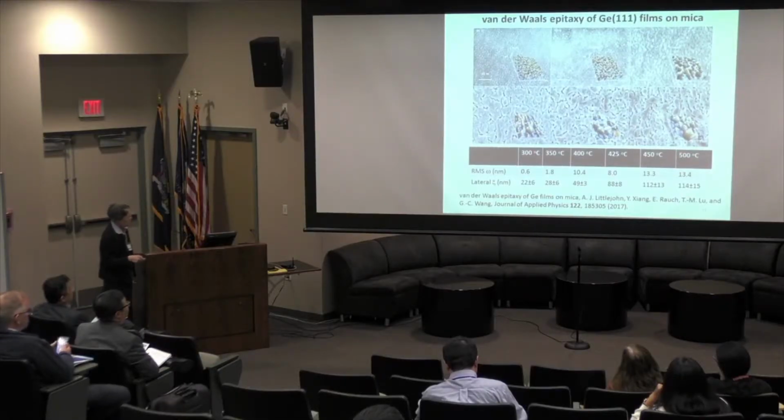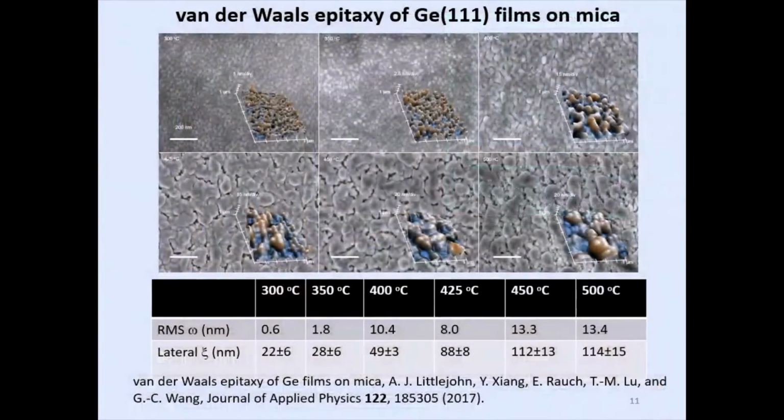As you can see that the RMS, we call it omega, increases, becomes rougher and rougher, and those lateral features also become larger and larger, okay?